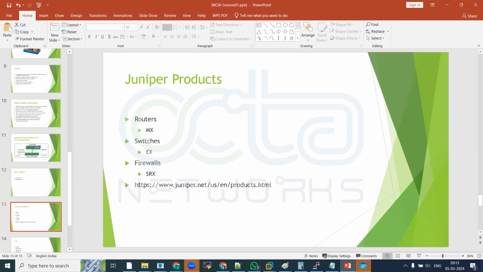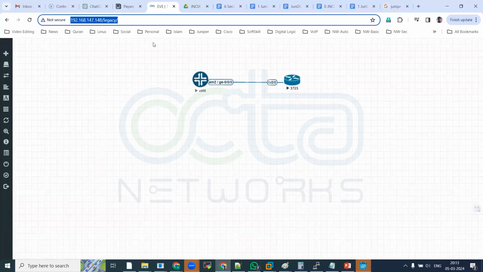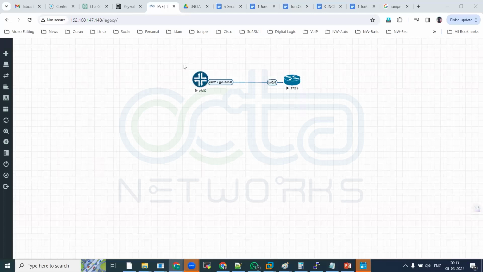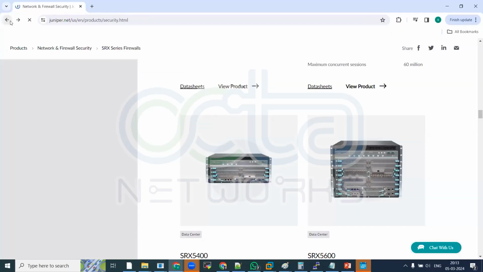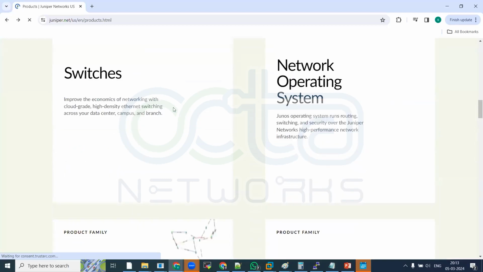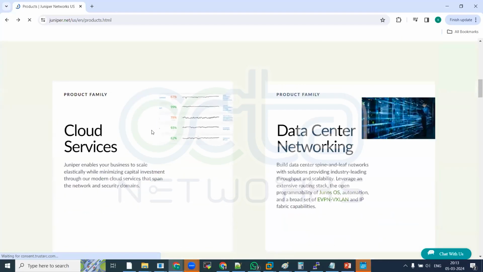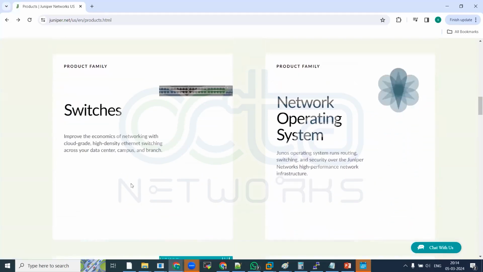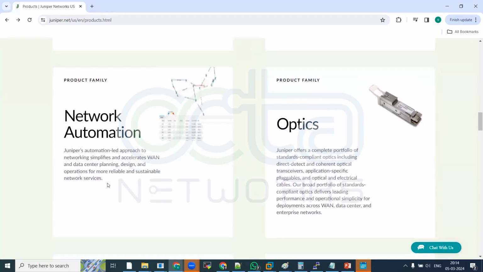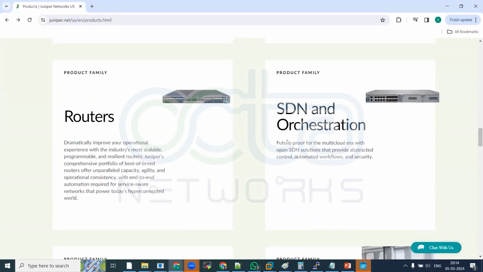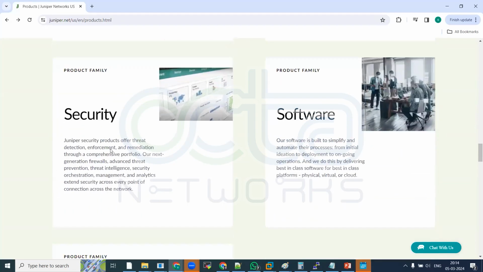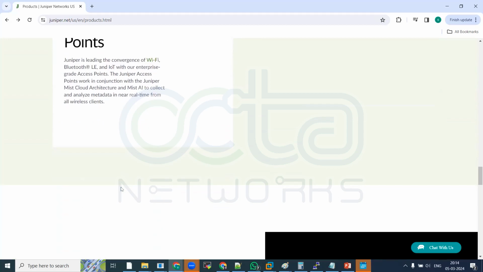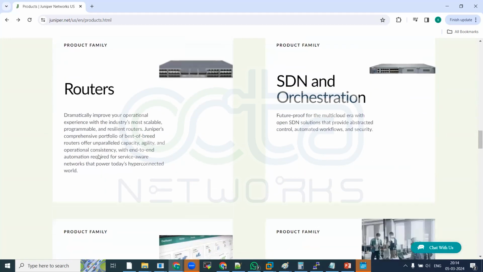You can check these Juniper products on the Juniper website. Let me show you. They have a vast variety of devices, like cloud products, data center networking and switches, right? Then they have automation products, fiber optics, routers, SDN (software defined networking), security products, and wireless products, right? So our focus will be on the routers and switches.